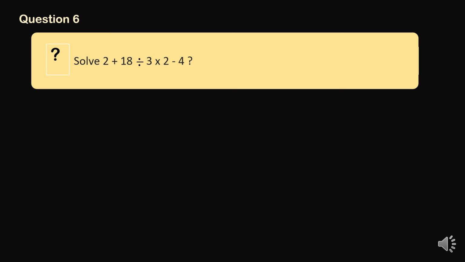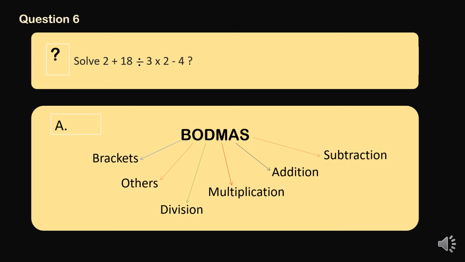Question number 6. Solve 2 plus 18 divided by 3 times 2 take away 4. To solve this equation correctly, we must complete the calculations in the right order. So we have to follow the order of BODMAS. B in BODMAS stands for brackets, and they take priority. O stands for others, which is usually used for square numbers or cube numbers. D stands for division, M for multiplication, A for addition, and finally S for subtraction.